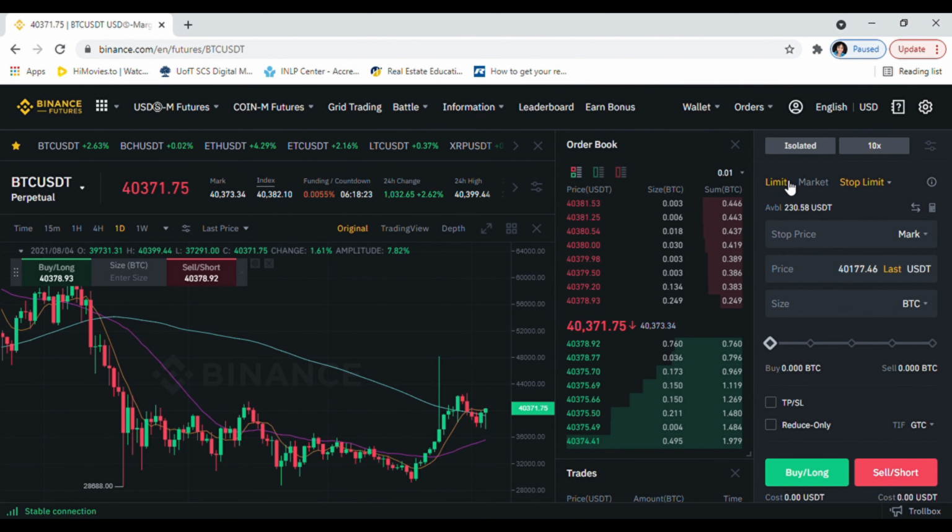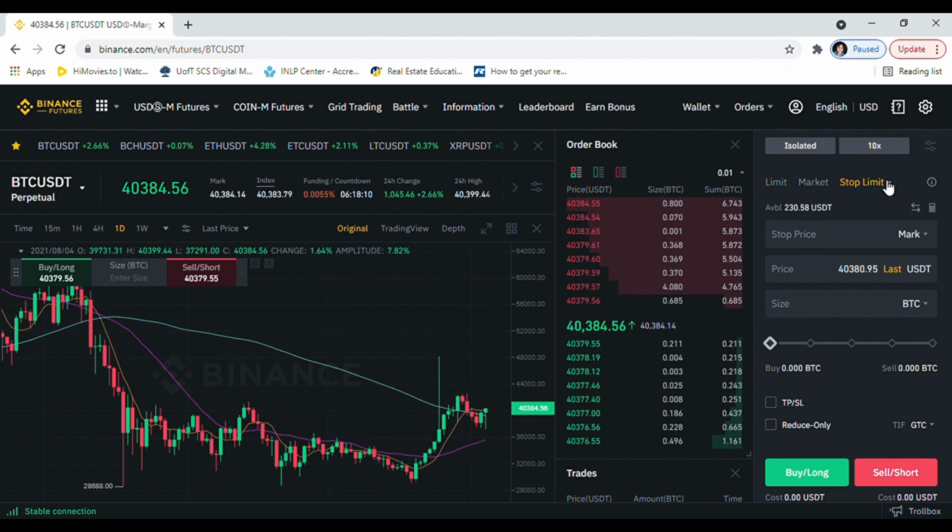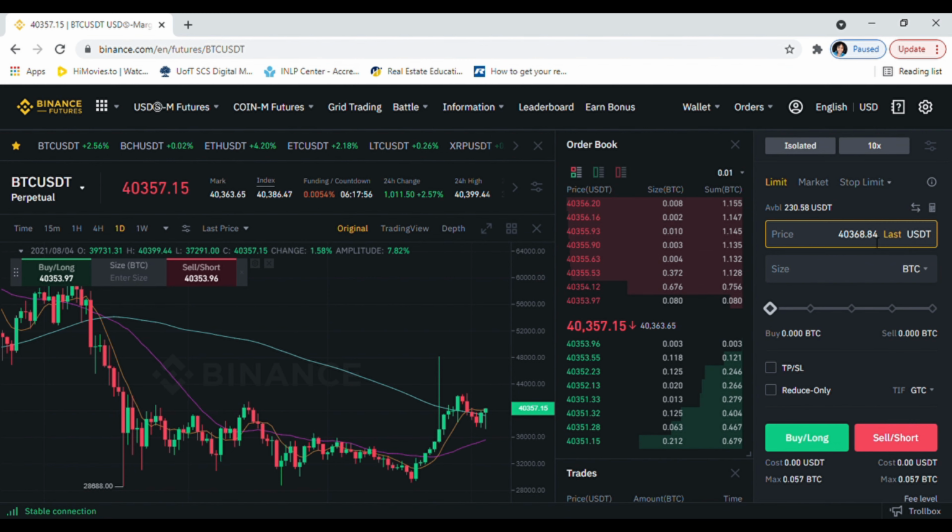Okay, so now there's two ways for you to enter the market. You can either enter through limit or market. I won't go over stop limit because I don't really use them as much, so I don't really have much to say about them. I just have a lot to say about limit and market. So limit, when you're entering your position using limit, is basically you setting the price for when you want to enter the market.